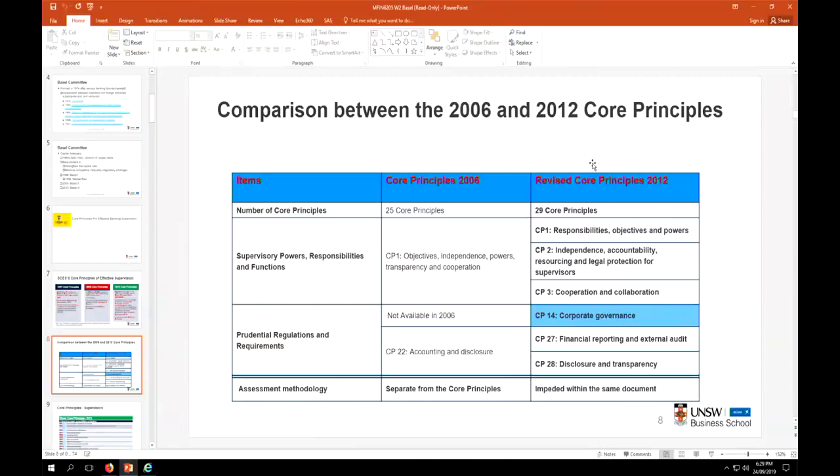I don't have enough time to go through all of them. But they are quite valuable. If you wanted to know about how a country's system is structured, you can look through these principles, and pretty much any country you go to, their banking system complies with these principles, because they do get regularly assessed. The key differences are that under the 2006 version, principle 1 was objective, independence, powers, transparency, and cooperation of supervisors. That was split into 3 separate principles, and a corporate governance principle was also introduced, and accounting and disclosure got split. So it's interesting that the corporate governance standard got introduced, and we'll talk about what that is.